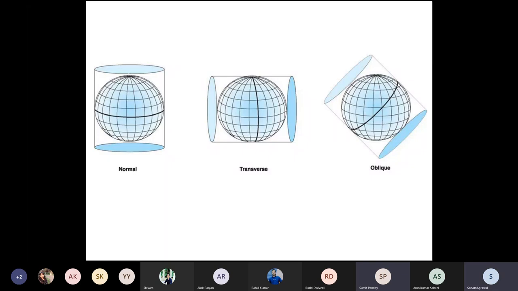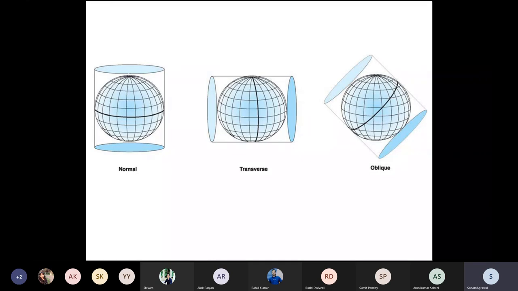If you see the projection, in the normal projection the cylinder is tangent or secant at the equatorial position. So it will be minimum at the equator, and as you move away towards the pole, it will be maximum at the pole. We have already discussed this. Second one, in case of transverse, what is happening? Now the cylinder is becoming tangent or secant at the polar region instead of the equator.